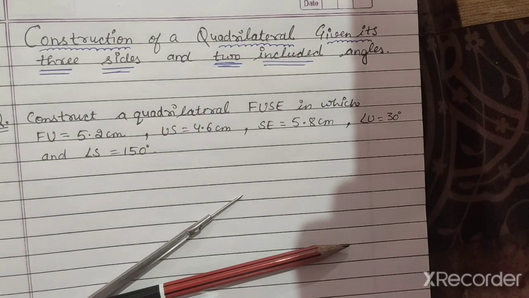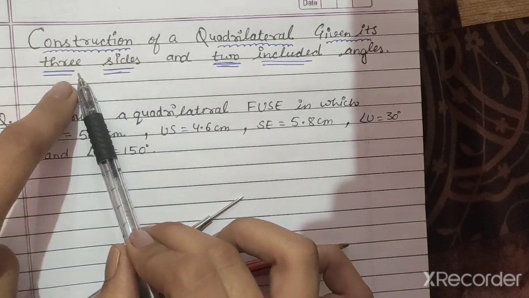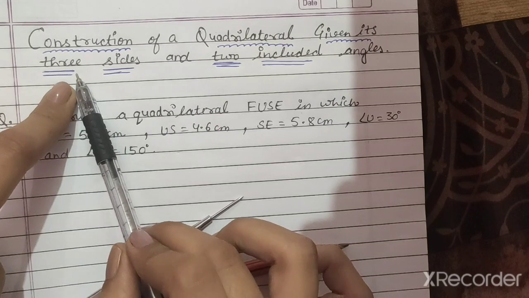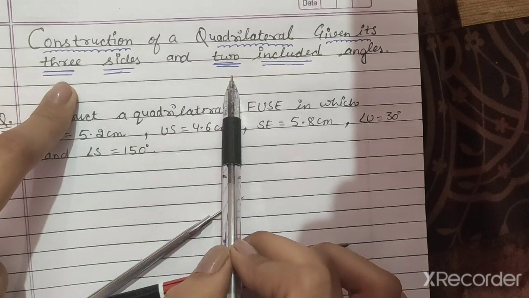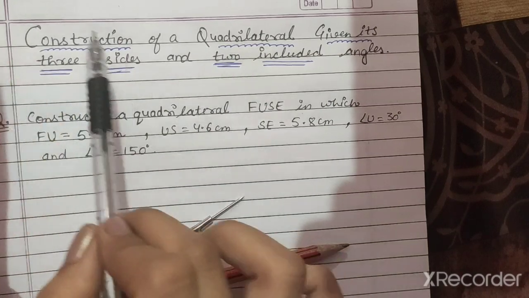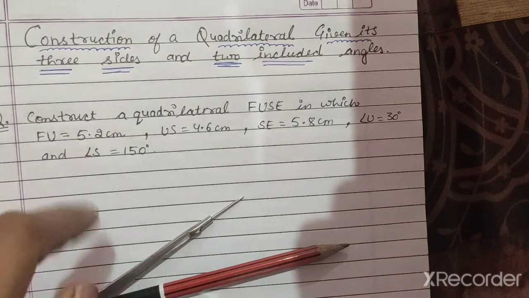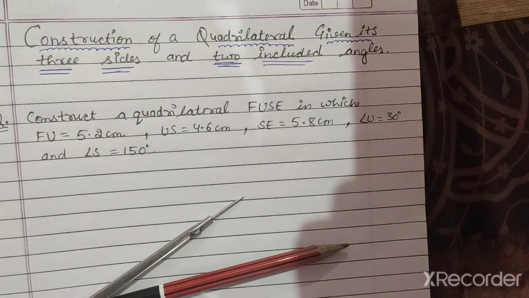Today we are going to study the construction of a quadrilateral in which the measures of three sides and the two included angles are given. Exercise 15.4 is based upon this topic. Here is the first question from your exercise 15.4.